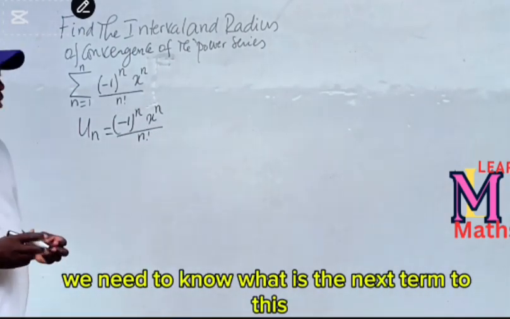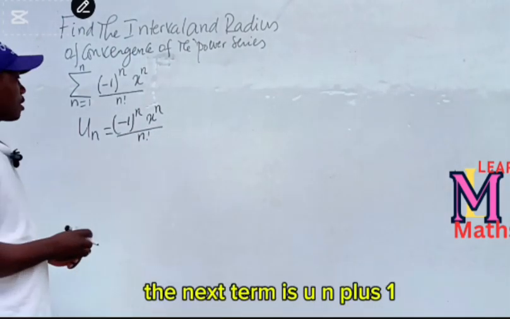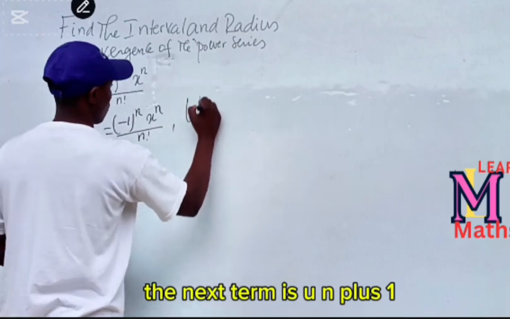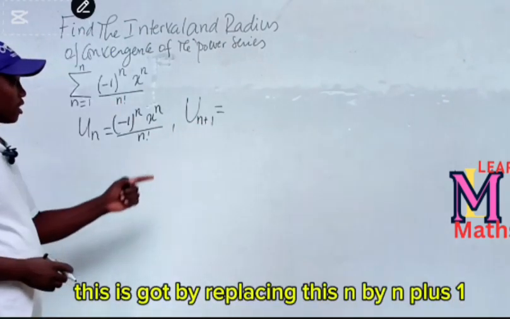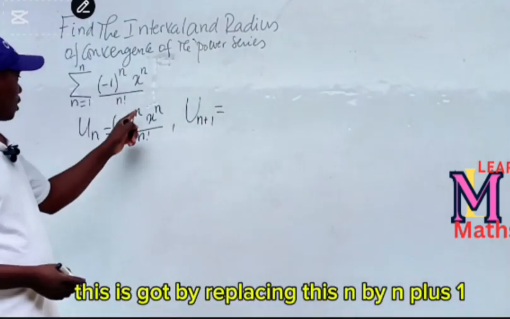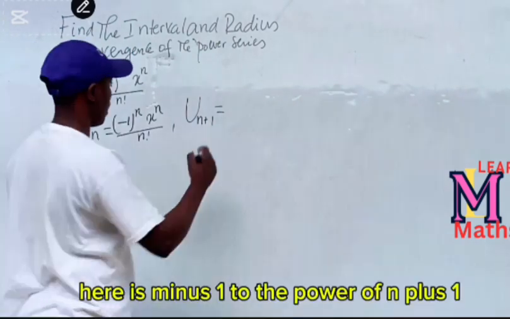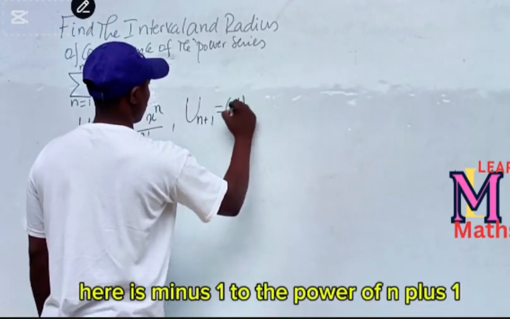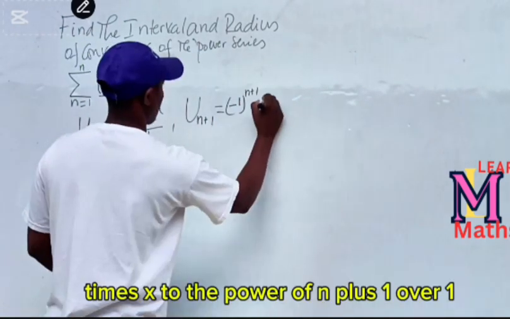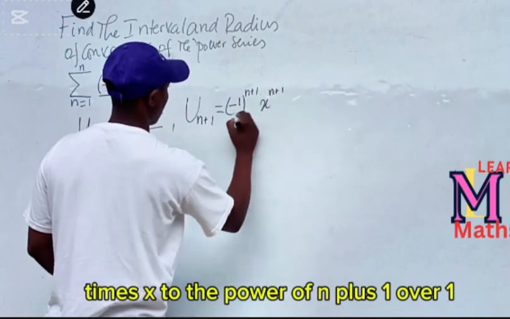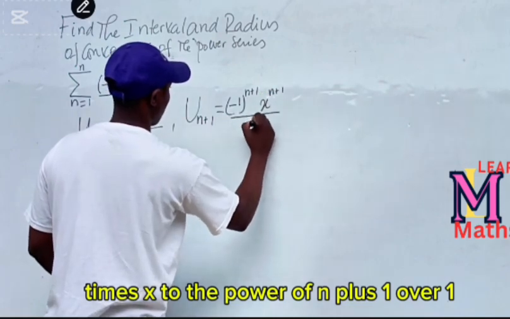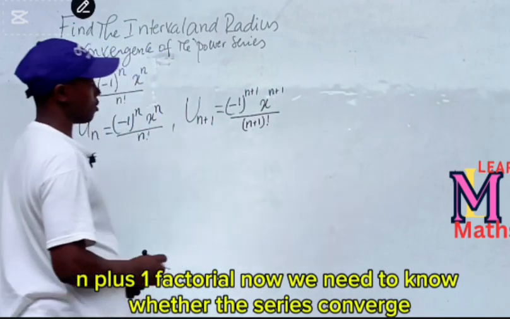We need to know what the next term to this is. The next term is u_(n+1). This is got by replacing this n by n plus 1. Here it is (-1)^(n+1) times x^(n+1) over (n+1) factorial.